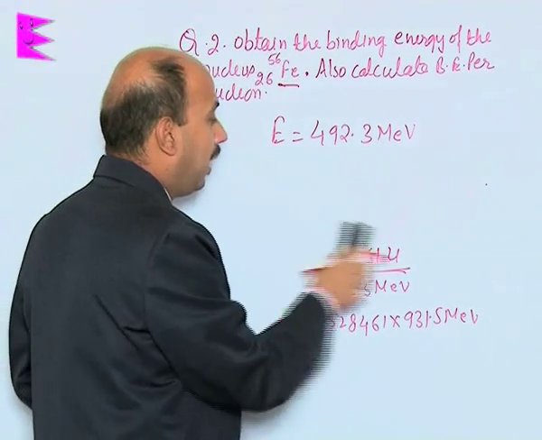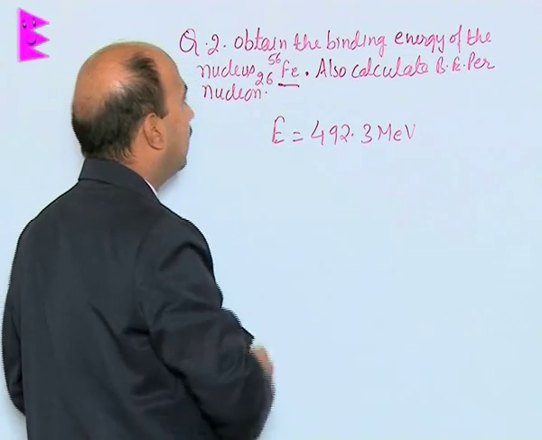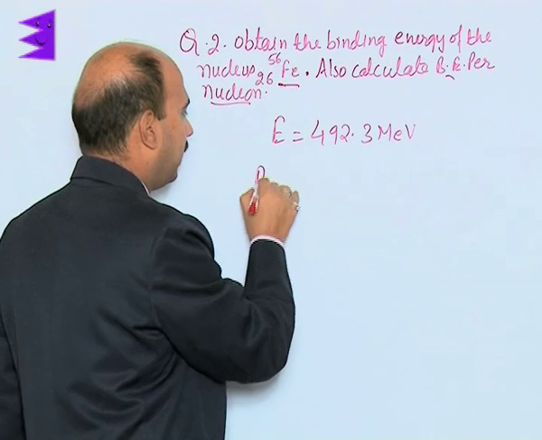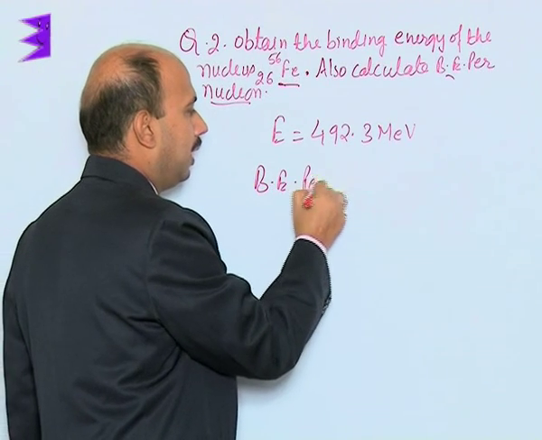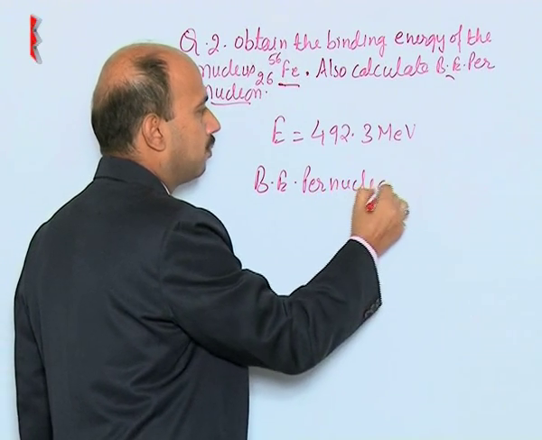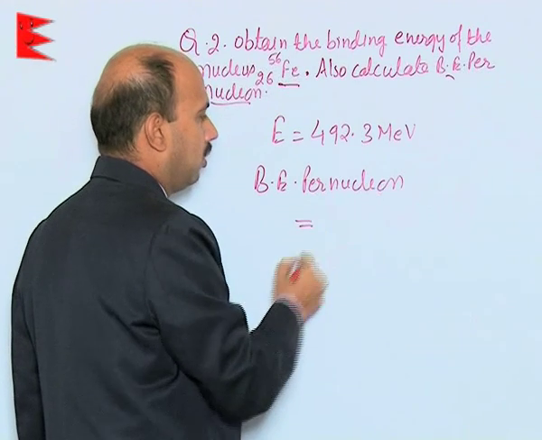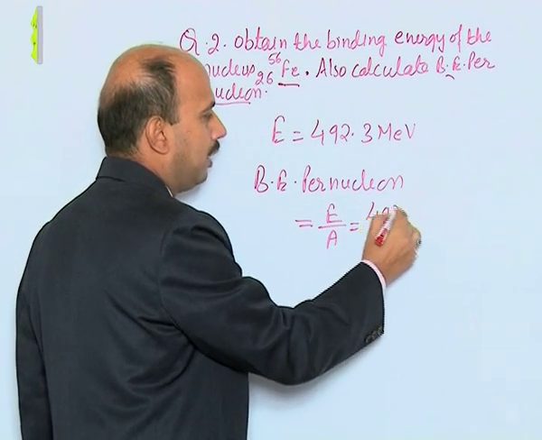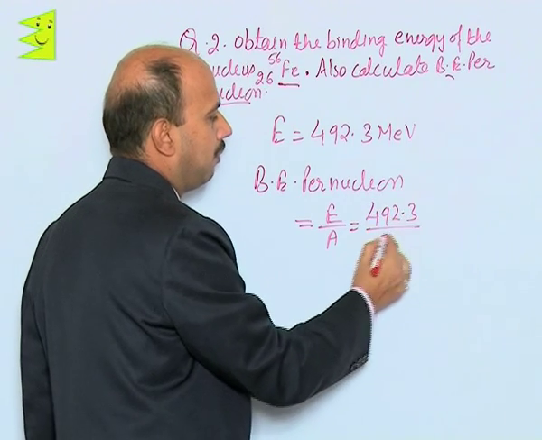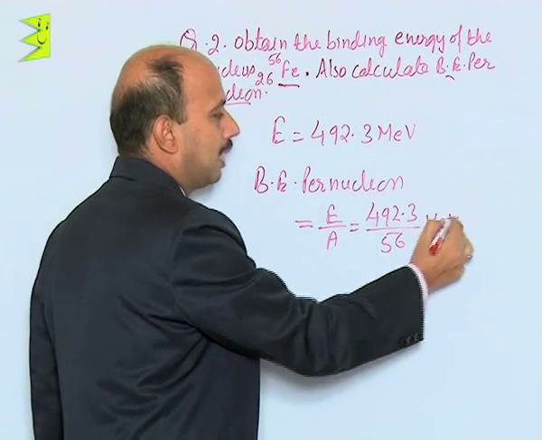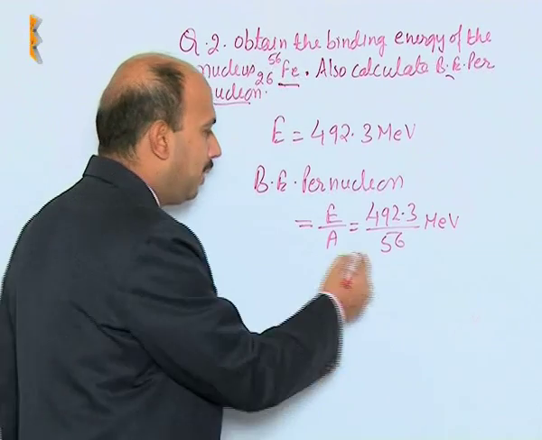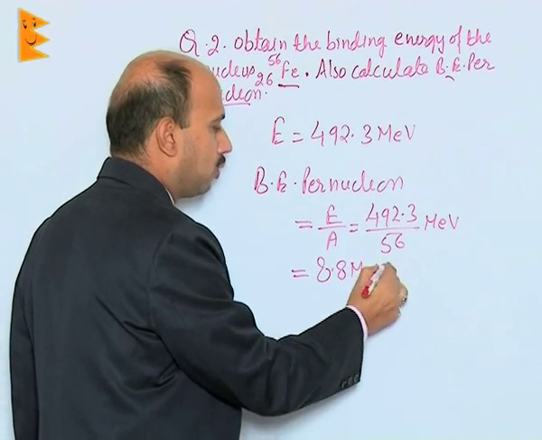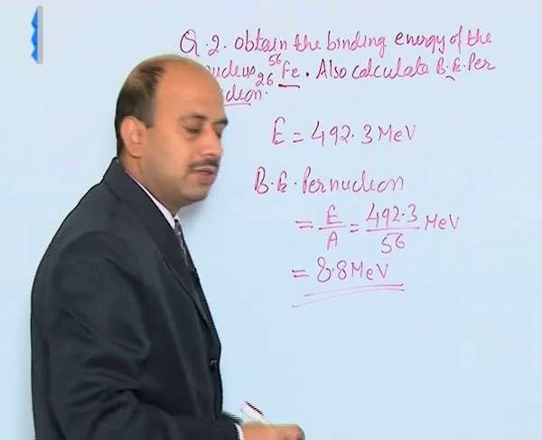Now we have to calculate the binding energy per nucleon also. So the binding energy per nucleon is E by A, where A is the mass number. So we can write 492.3 divided by 56 mega electron volt. This will come out to be approximately 8.8 mega electron volt. So this is the binding energy per nucleon.